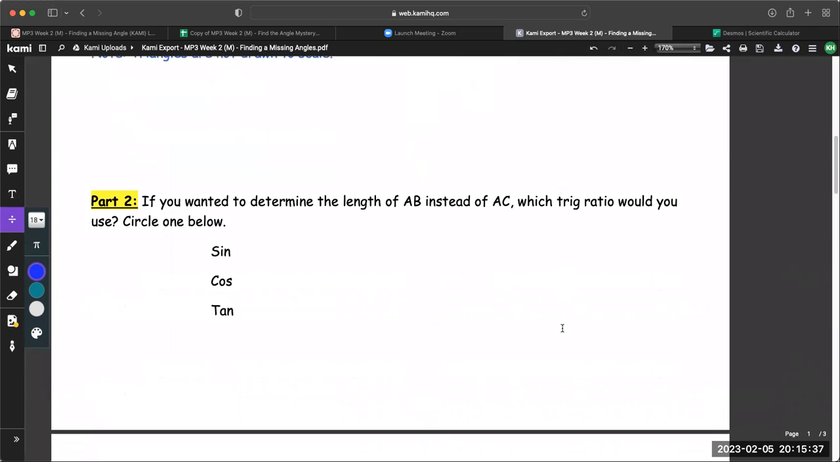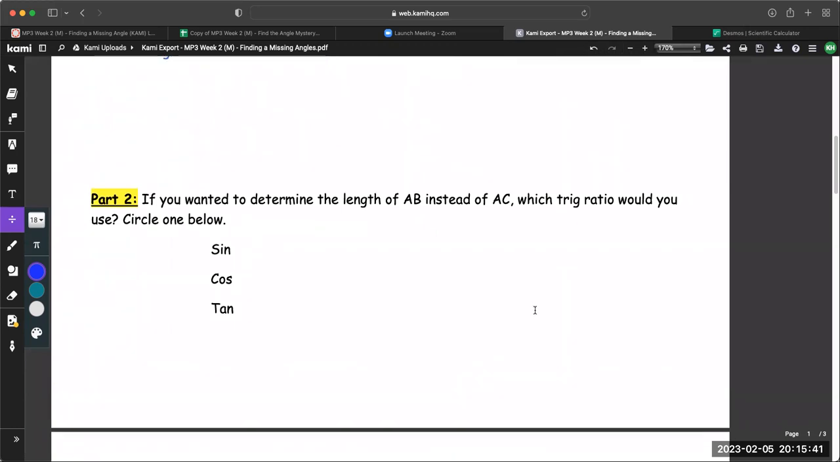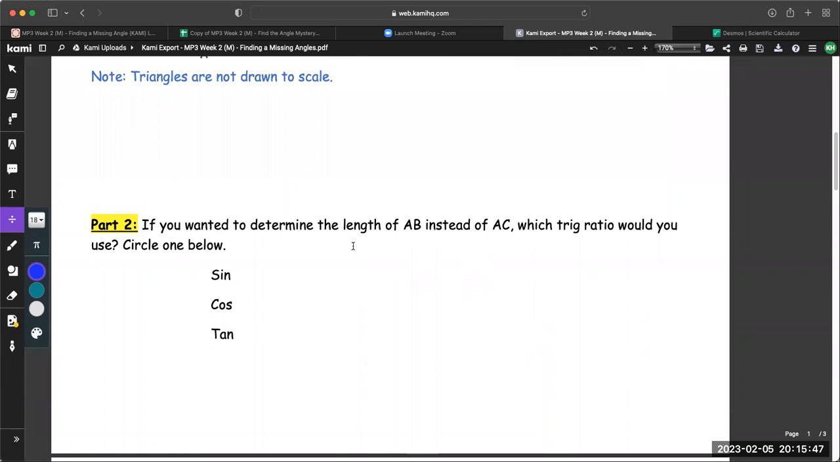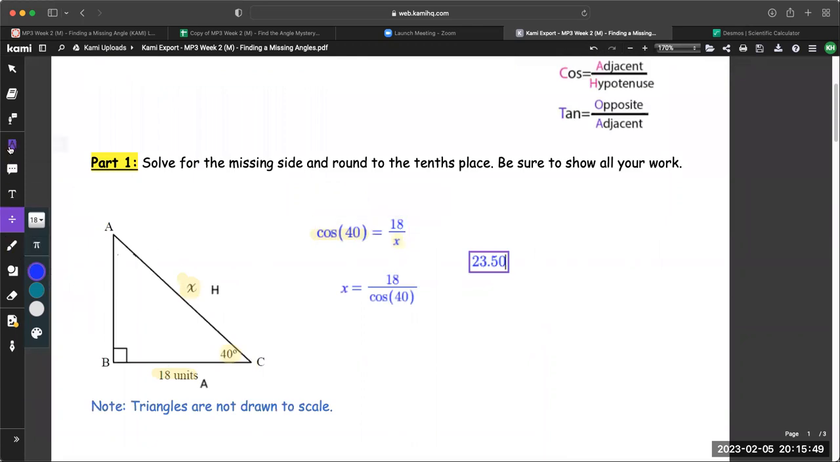What you're going to move on to next, part 2: if you want to determine the length of AB instead of AC, which trig ratio would you use? So we have to scroll up for a minute, because if we knew this side, right?